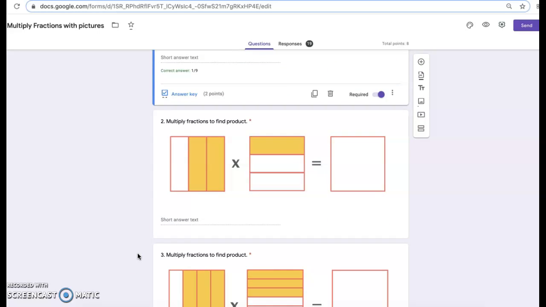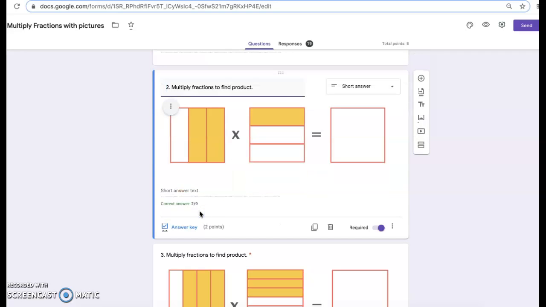Number 2. We have 2/3 times 1/3. My top number's 2, my top number's 1. So 2 times 1 is 2, and 3 times 3 is 9. So it should be 2/9. You're going to write it just like this in your box.